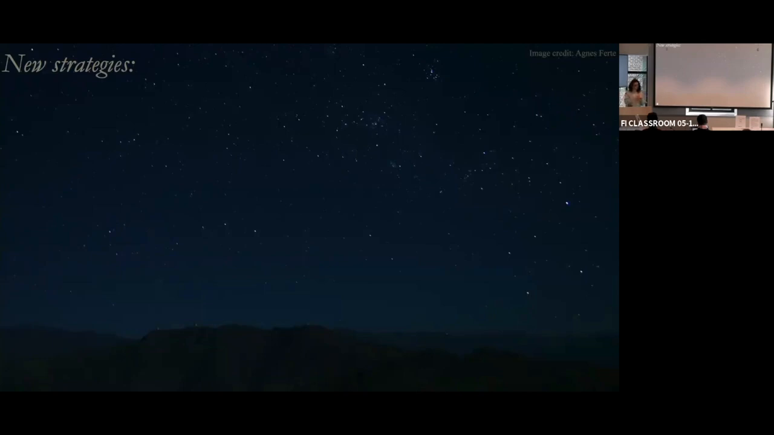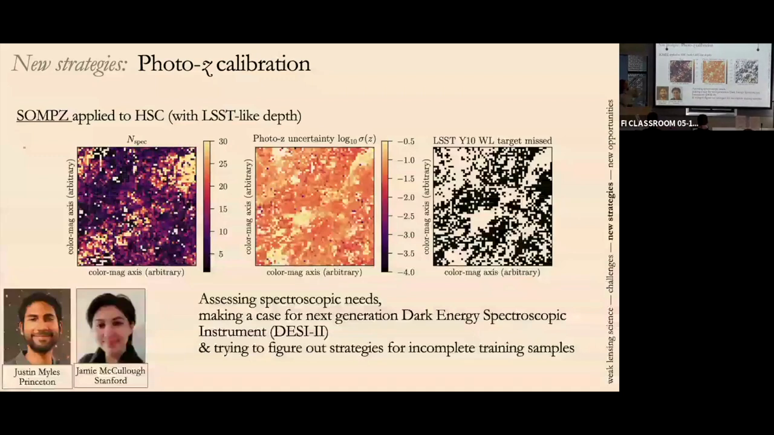And so what we're focusing on is getting the data or the measurements we need to understand these systematics, figuring out how to incorporate that additional data into our analysis, and also being creative about what we do if we don't get that data. What do we do if we still have missing information? How bad will our uncertainties be? So I'll talk about photo-z's, IA, intrinsic alignments, and baryons.